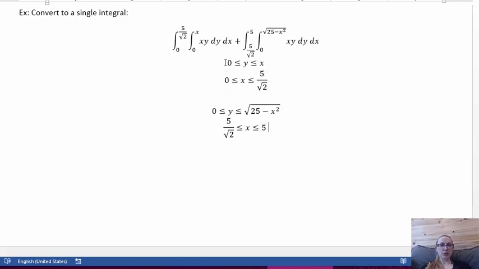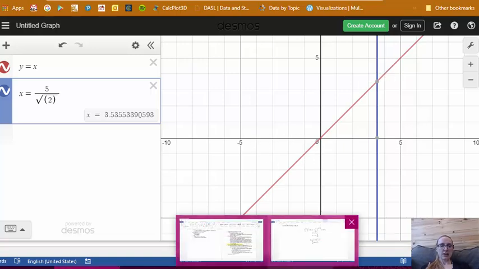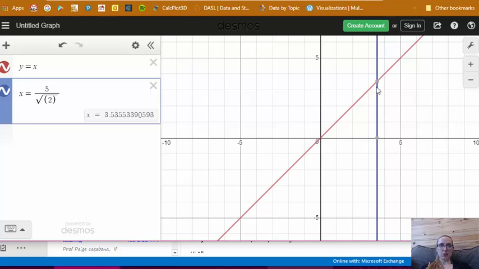Okay, so the first region is given by these bounds. Our y is between 0 and y equals x. So that's going to be this triangle. We've got y equals x, and y equals 0 would be the x-axis. And the x value is between 0 and 5 over root 2. So that is this little triangle up to the blue line.